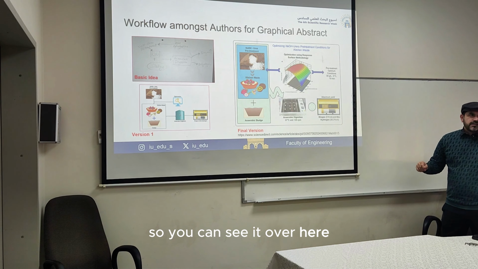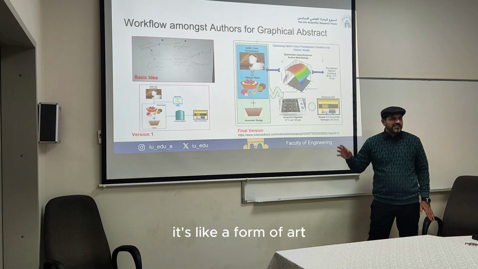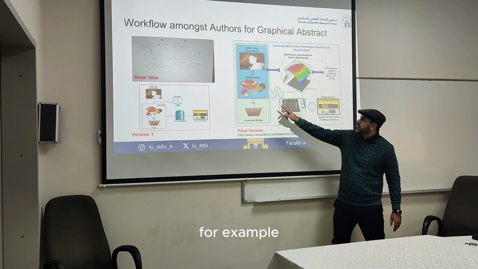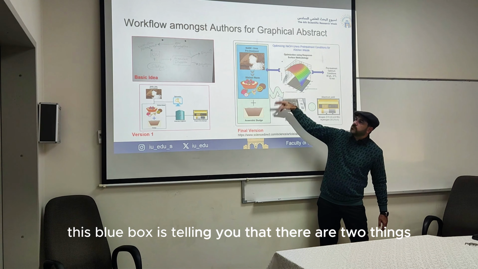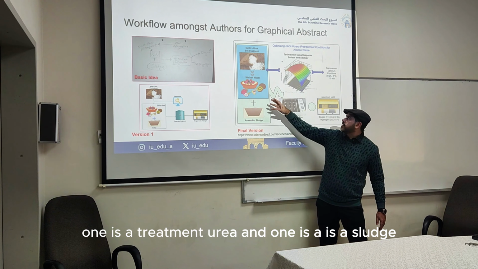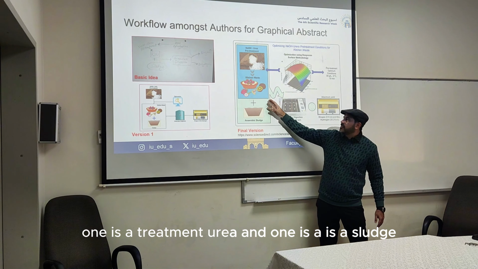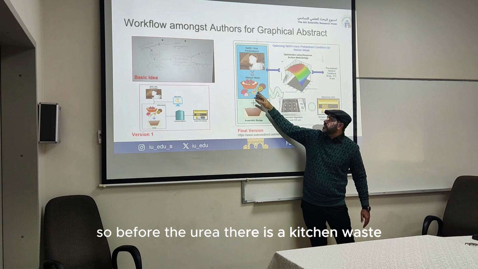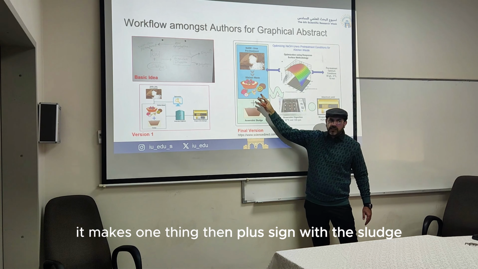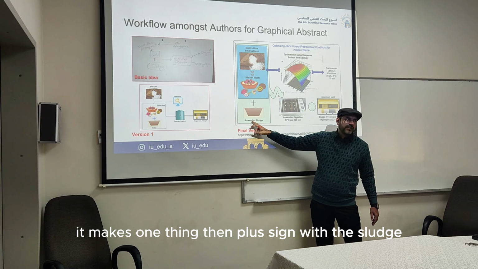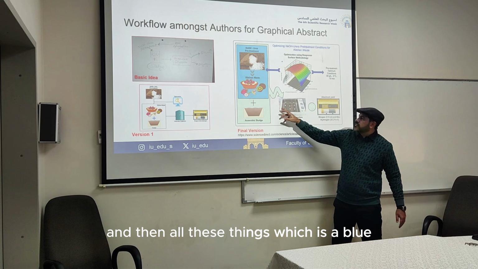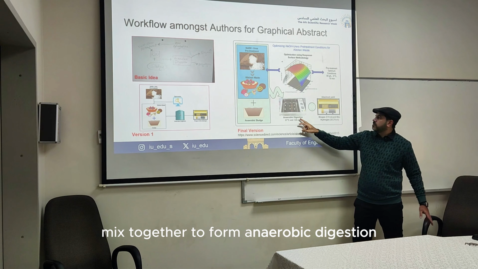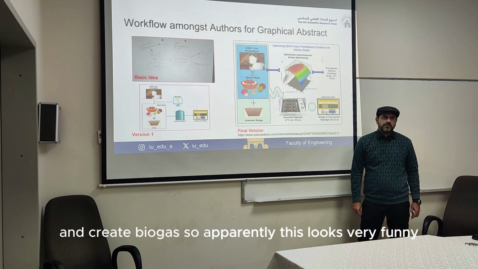So you can see it over here. It's like a form of art. Every single set of information has some meaning in it. For example, this blue box is telling you that there are two things. One is a treatment urea, and one is a sludge. Before the urea, there is a kitchen waste. It makes one thing, then plus sign with the sludge, and then all these things, the blue and green, are mixed together to form anaerobic digestion and create biogas.